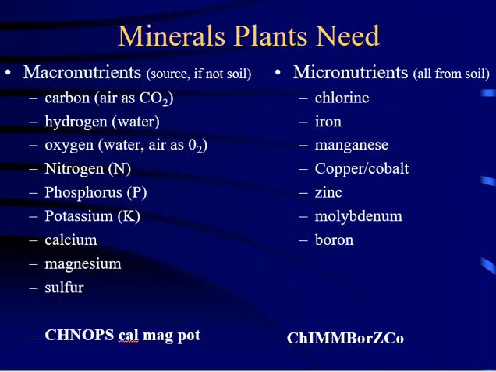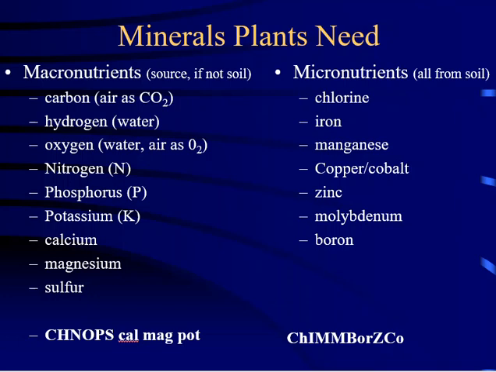On the very bottom of that first column, you'll see an acronym for remembering the macronutrients. It's SHNOPS, CalMag, POT. Someone taught me this when I was an undergraduate student at Davis, just a way to remember those. The C is for carbon, H, hydrogen, N, nitrogen, O, oxygen, P, phosphorus, S, sulfur, Cal, calcium, Mag, magnesium, and Pot, potassium.